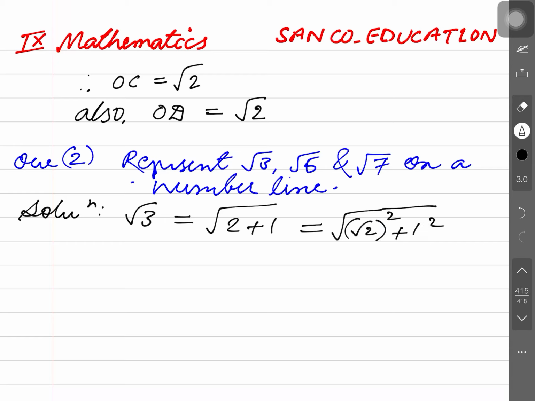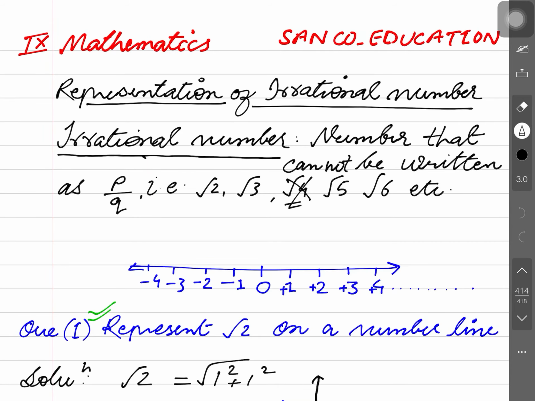It means we have to construct such a triangle whose base or hypotenuse, one of the sides must be root 2 and the other side is 1. Is that clear? So for root 2, first you need to construct root 2. It means that for constructing the representation of root 3, we need to construct root 2 first.